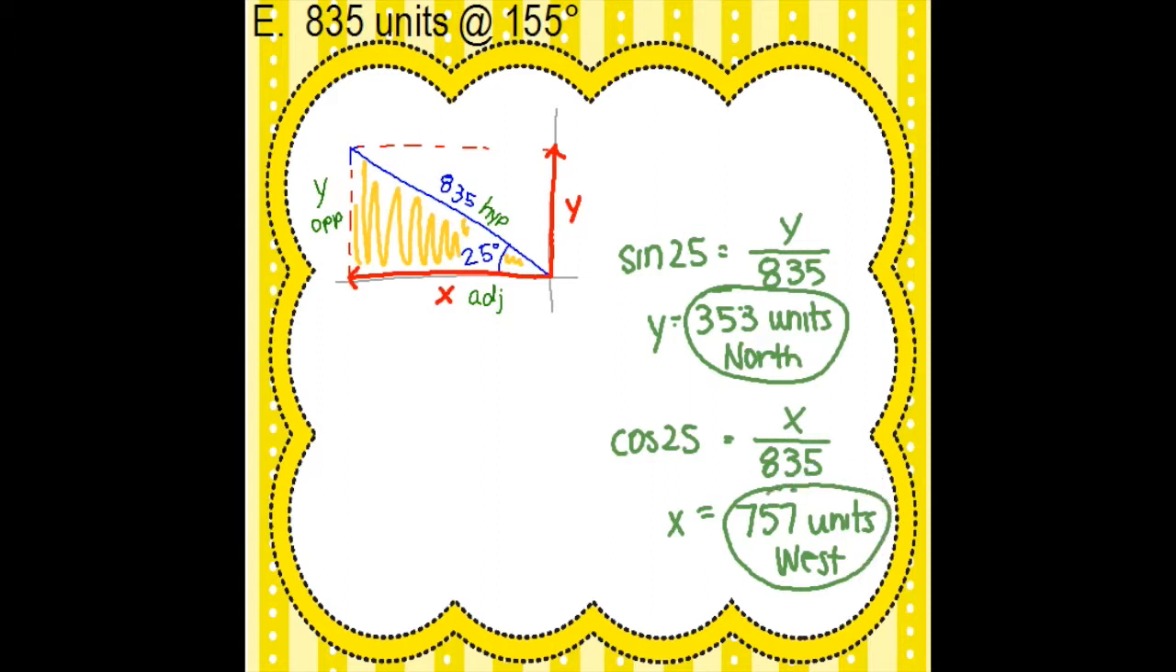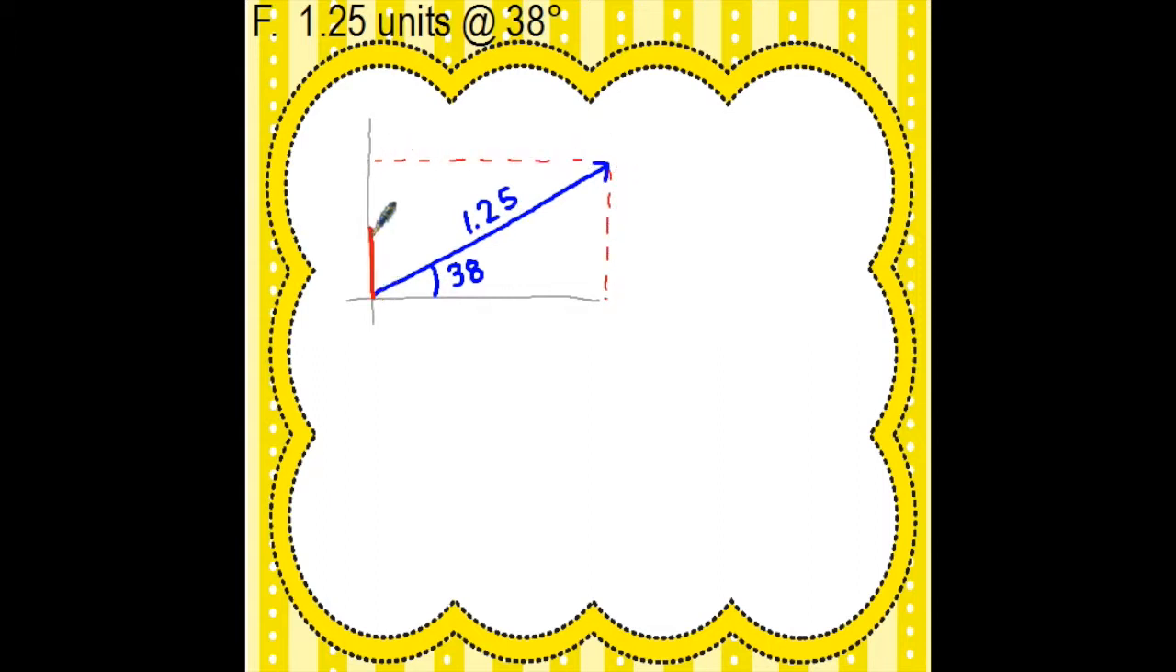Just one more. 1.25 at 38 degrees. So this is easy. This is up in quadrant 1. 38 degrees past the 0. 38 from the 0. Straight down, straight over. Shows me how long to draw my components. Y-axis, x-axis. Everything's an arrow pointing in the correct direction. All my tails are together.